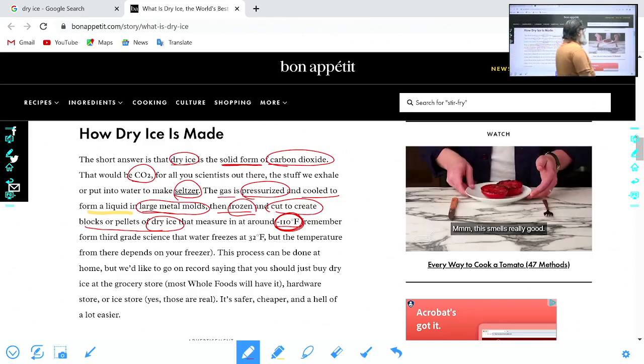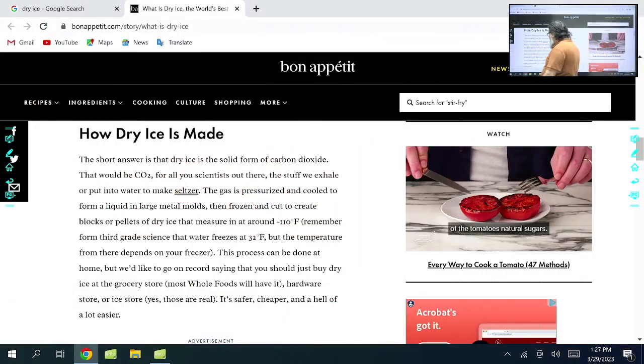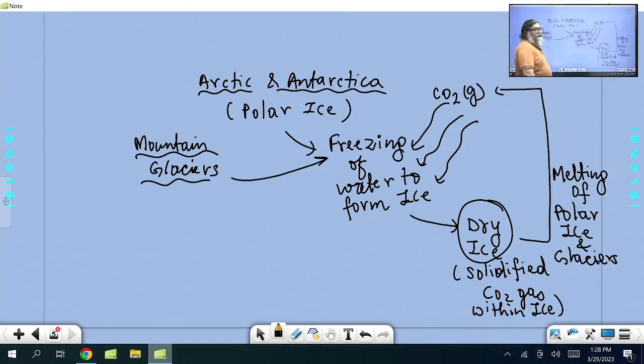This is the artificial way of making it, which I've described here, and here I'm talking about the natural process, where the temperature is sub-zero. When the same ice melts, CO2 will be released back to the atmosphere. Right? So this is what you have to remember.